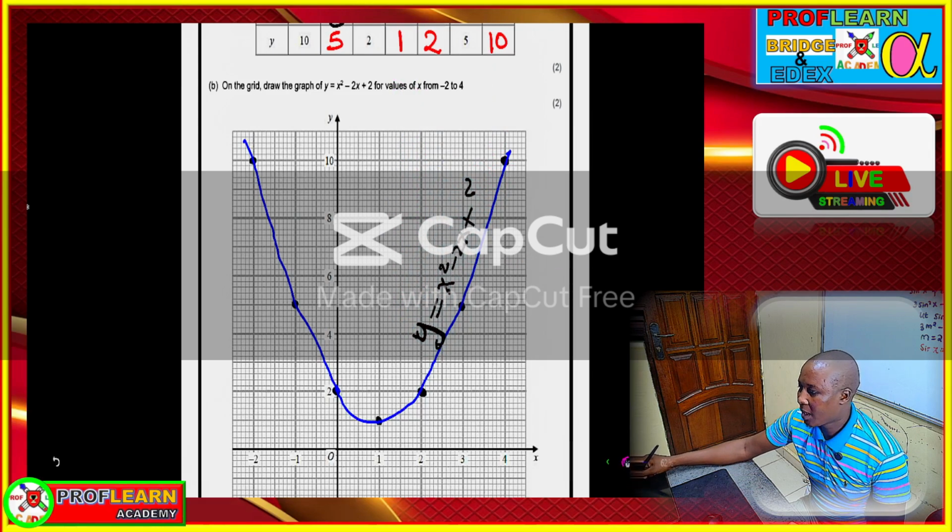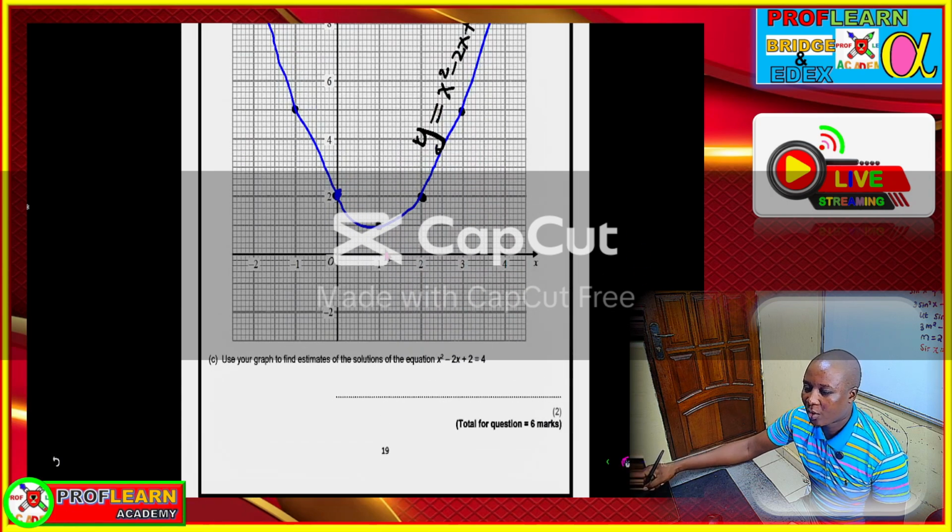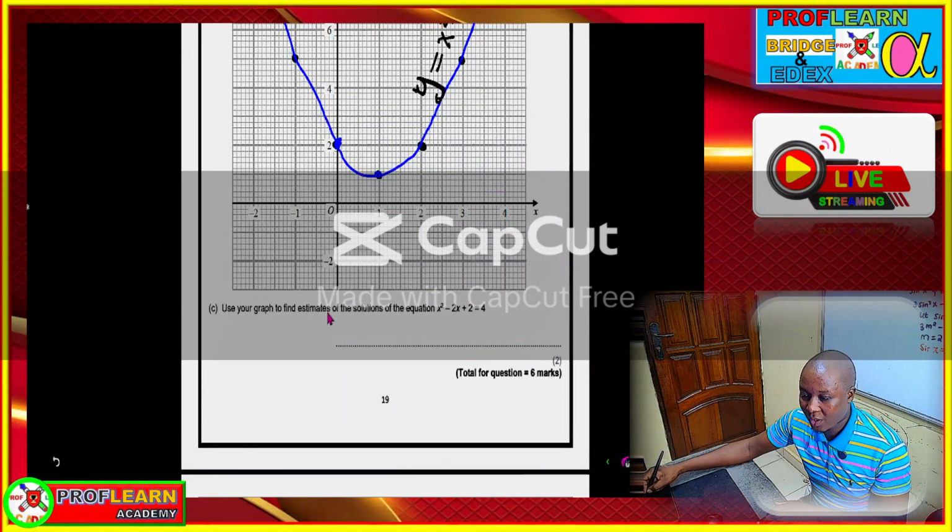Sometimes you'll be asked to state intercepts. The intercept is where the graph cuts the y-axis. And also, if you are asked the coordinates of the turning point, this is the point where we shall be able to state it. Use the graph to estimate the solution.